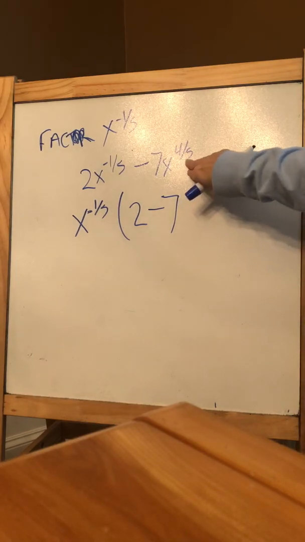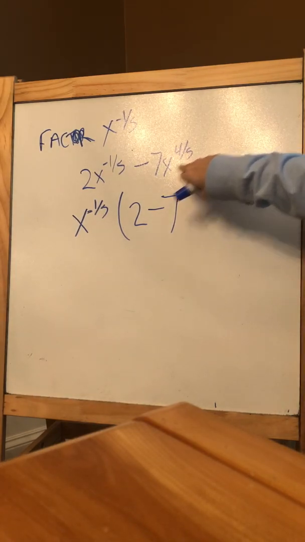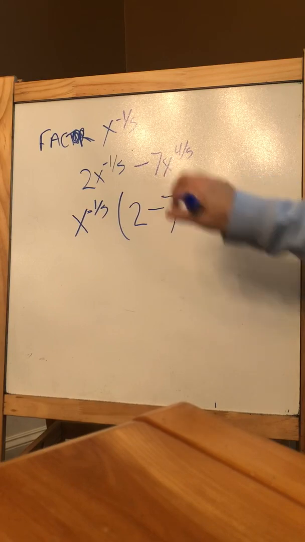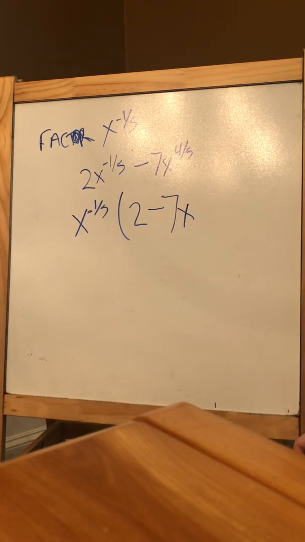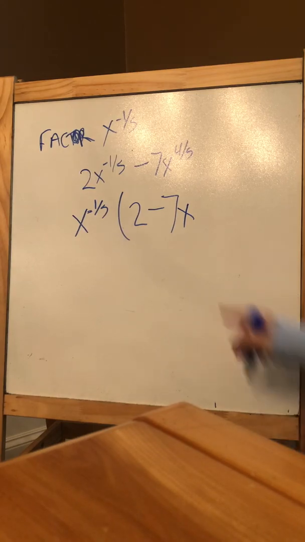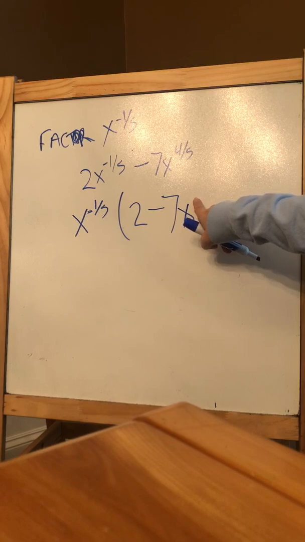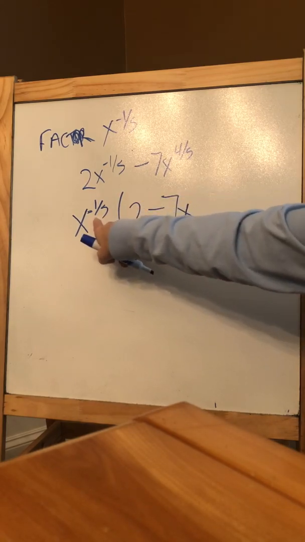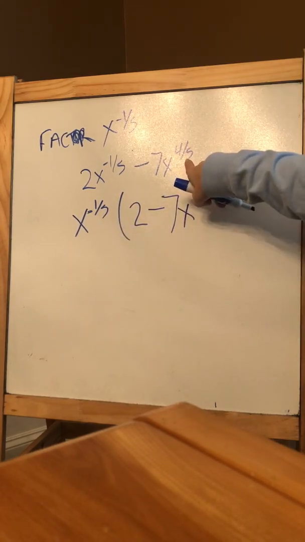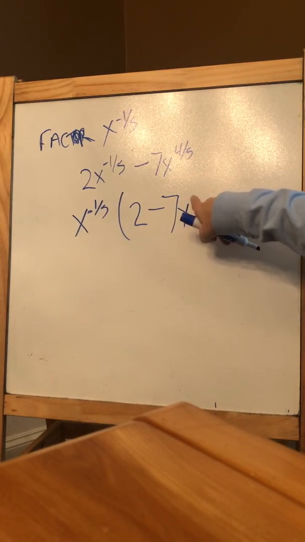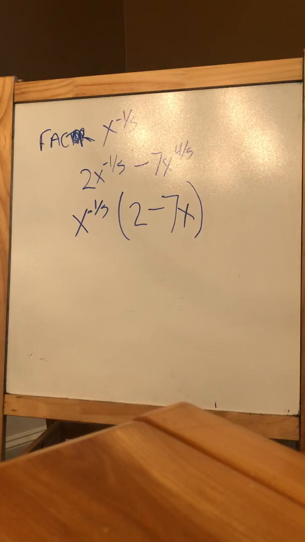So what do we need to add back to this so that when we distribute this negative 1/5, we have something here? What would that be? It would be 7x to the 5/5, right? Because when we add this negative 1/5 to it, it would take us back to 4/5. The 5/5 is just 1. So we would just end like this.